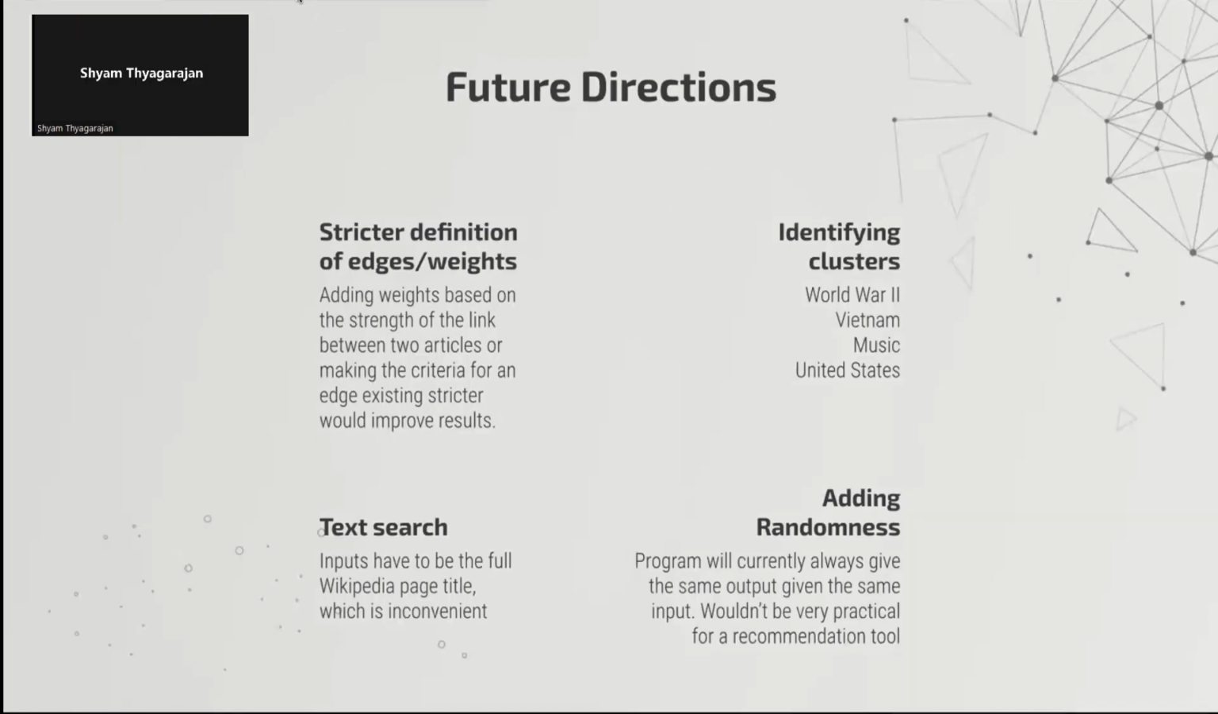Some future directions that we could take the project in are applying a stricter definition of edges and weights, potentially a text search option that allows the user to not have to input the full Wikipedia page title, identifying clusters like World War II, Vietnam, music in the United States, and also adding a randomness component so that if you input two strings, the program won't always give the same output, because that wouldn't be very conducive or practical.